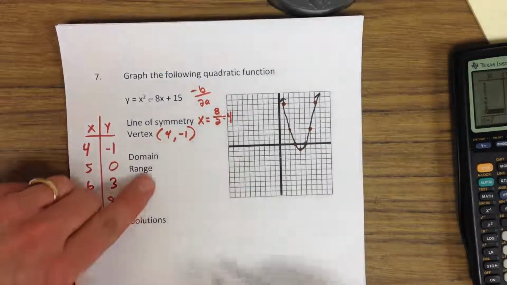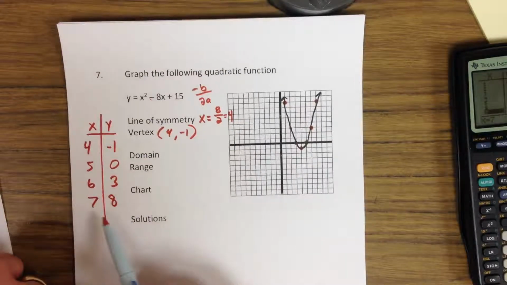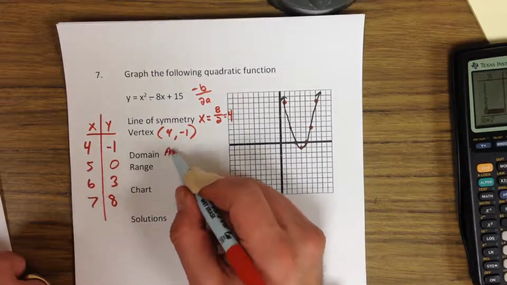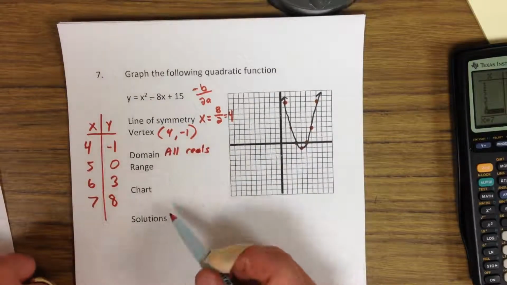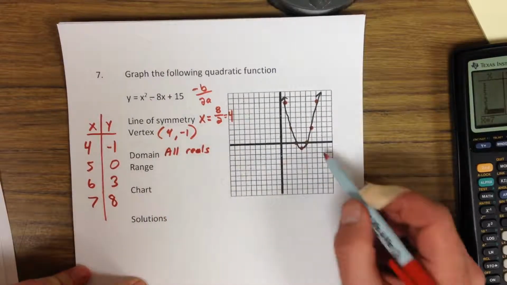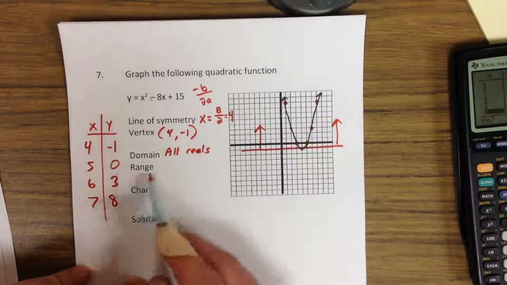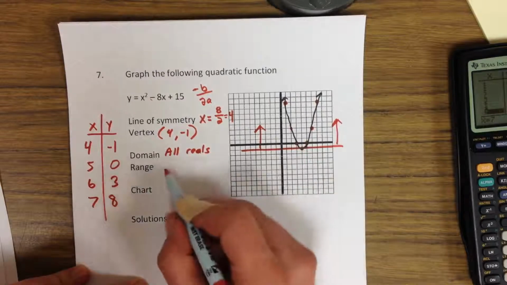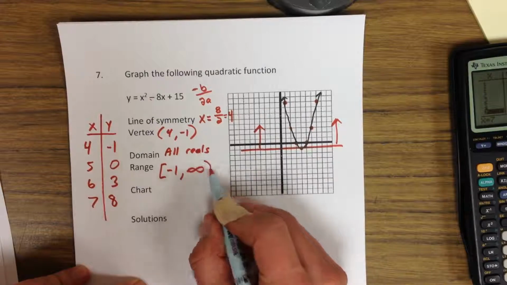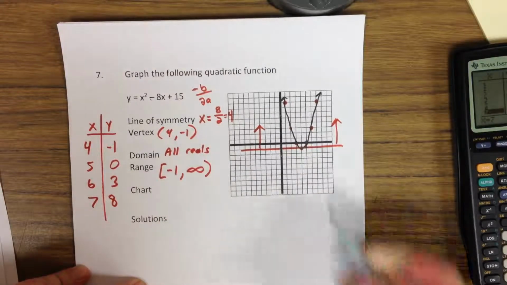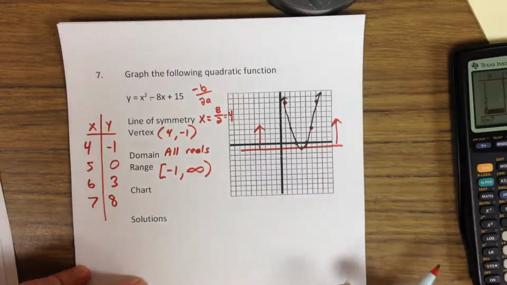Now, domain and range. Domain, all x's. It doesn't matter what I plug in for x, I'll always get a single y. So all reals or all real numbers will work. And then the range, it goes from here up. Remember, range is a y thing. So the smallest y is -1, and then that heads to infinity. So our range went from -1 to forever on up.